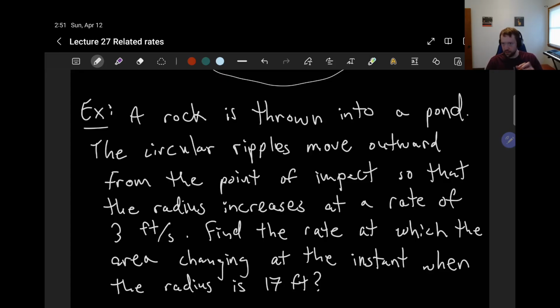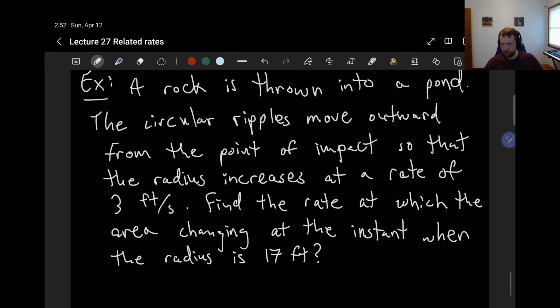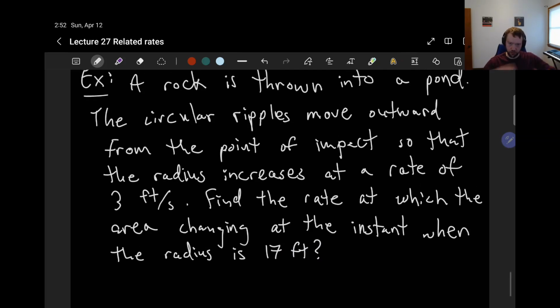Right, we have to say this because the rate of change of the area depends on the time that you're at. It's not necessarily a constant rate of change. It will depend on our other variables, so that's why we need this extra information. We're talking about a particular moment in time. What is the rate of change of the area of these circular ripples?